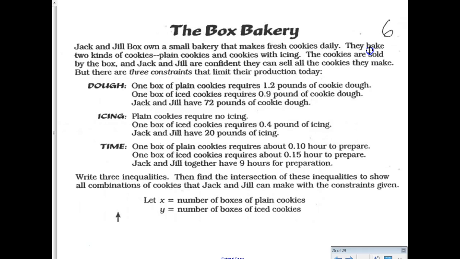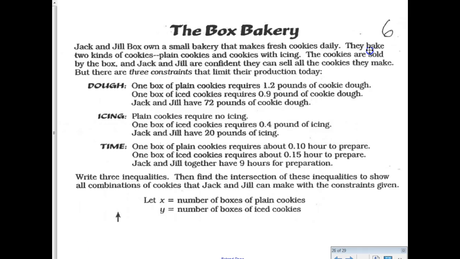Anywho, the cookies are sold by the box. Jack and Jill are confident that they can sell every cookie that they make. And there are natural constraints to the problem, and there are other constraints to the problem. For instance, you can't make -5 boxes of cookies, right? So you can make 0 boxes of cookies. You can make integer values of cookies after that. So 1 box, 2 boxes, 3 boxes, and so on.